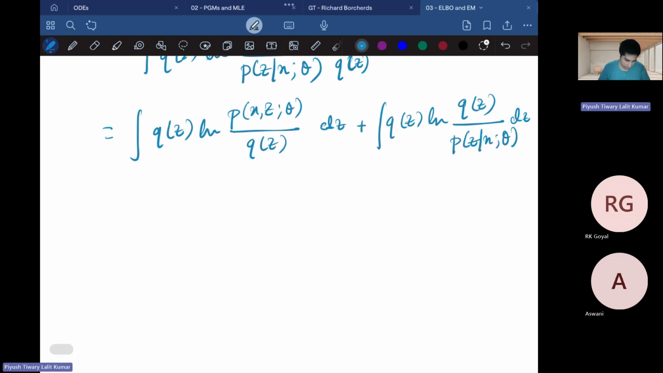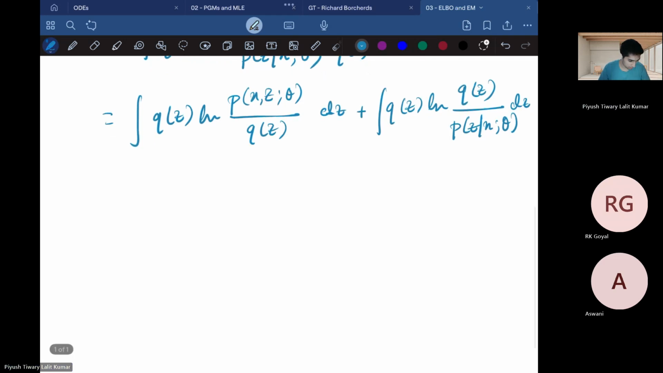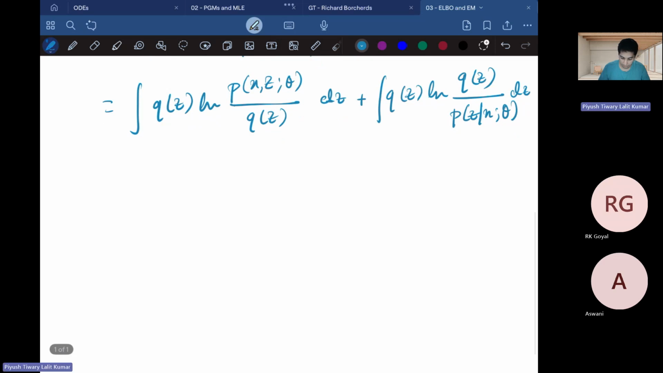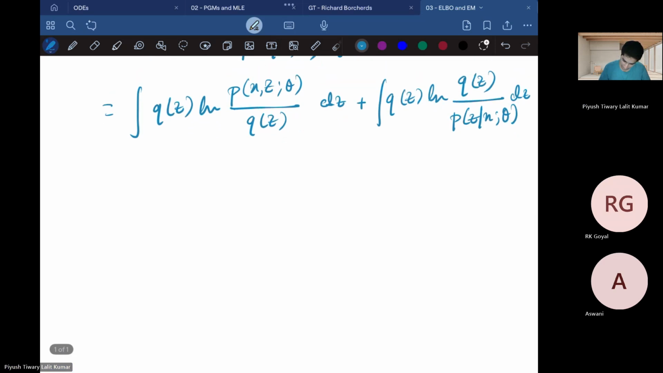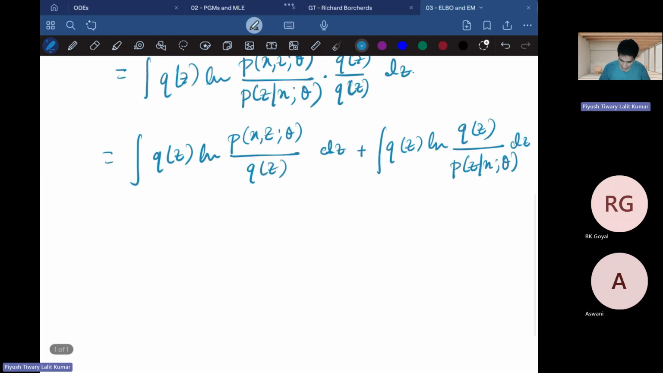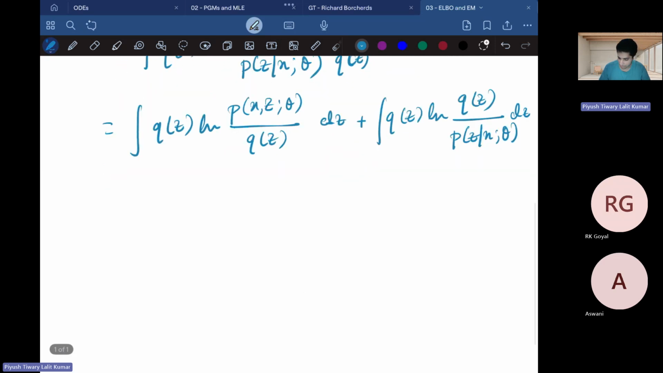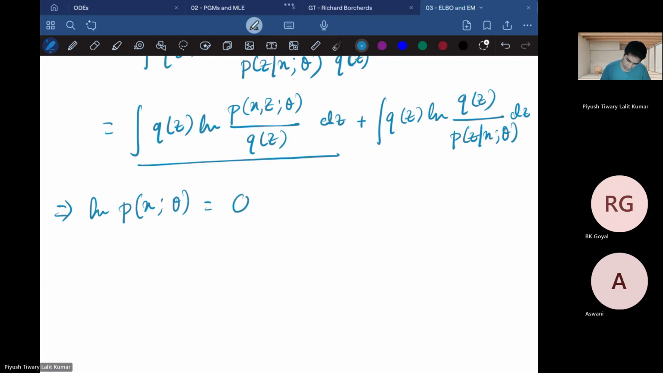Now, this is perhaps the most interesting and the most important thing that we are going to see. So what do we have? This implies that log of p of x theta is equal to, let's call this term f of q comma theta. Okay, let's call this term f of q comma theta.